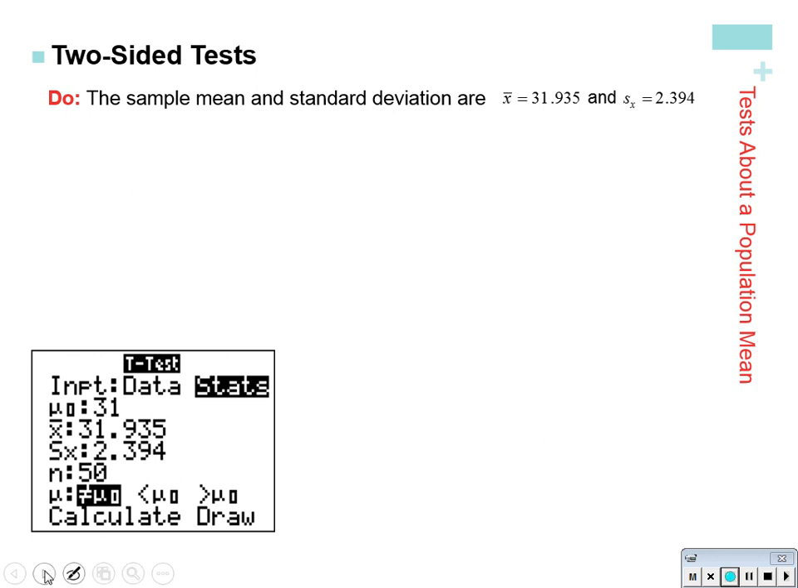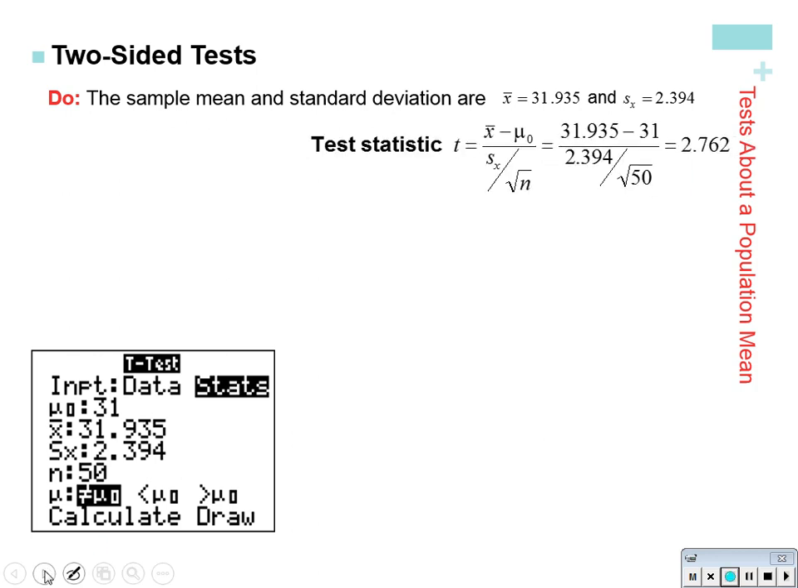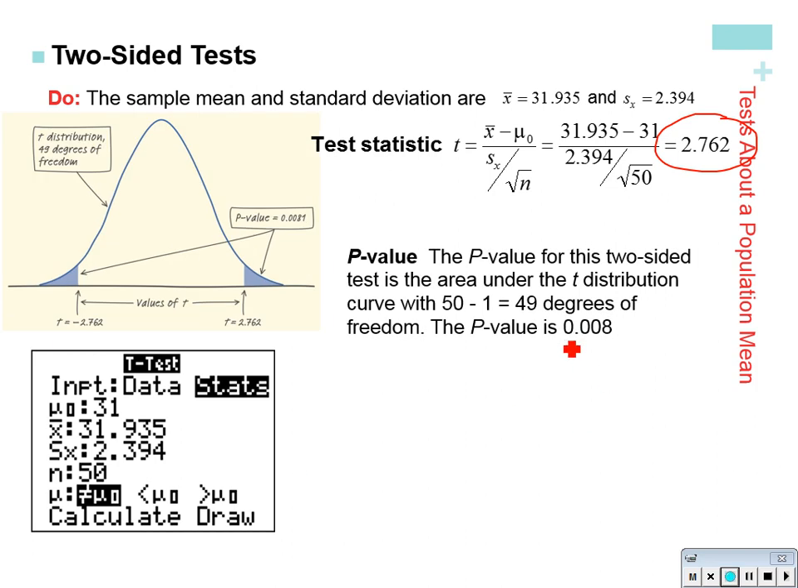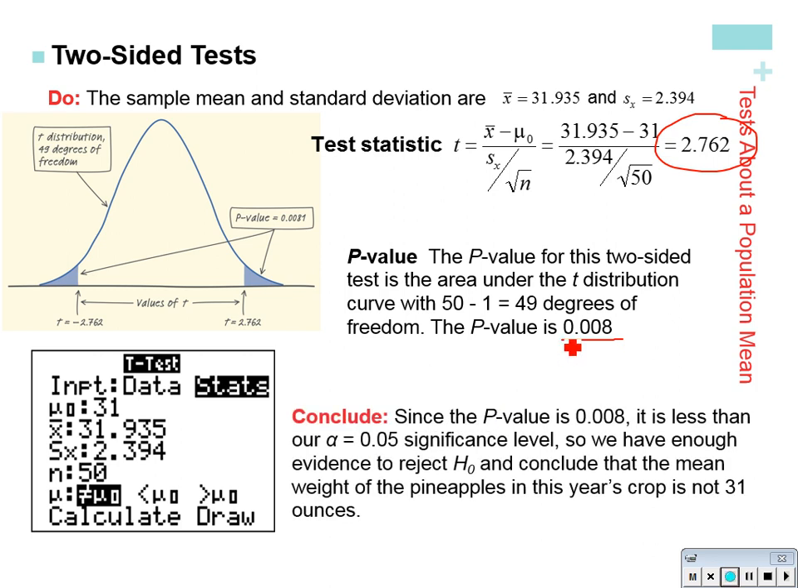So the do part of this, I want to do two things. I want to compute the test statistic, which for this would be 2.762. And then I want to compute the p-value for this, which would be 0.008, and we'll talk about some different things with that in your calculator here in a moment. And then the conclusion for this, since the p-value is so small, we would have enough evidence to reject the null hypothesis, and what we would conclude here is that the mean weight of the pineapples in this year's crop is not 31 ounces. So if it's not 31 ounces, then what is it? Is it more than 31 ounces? Is the new crop less than 31 ounces?